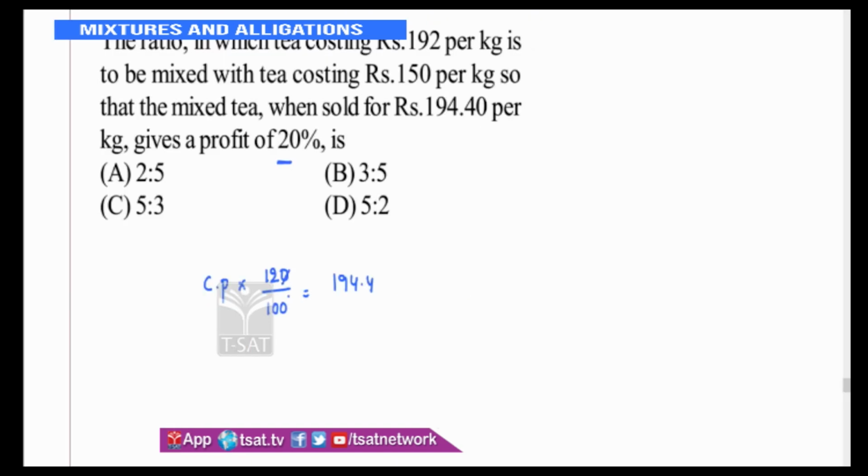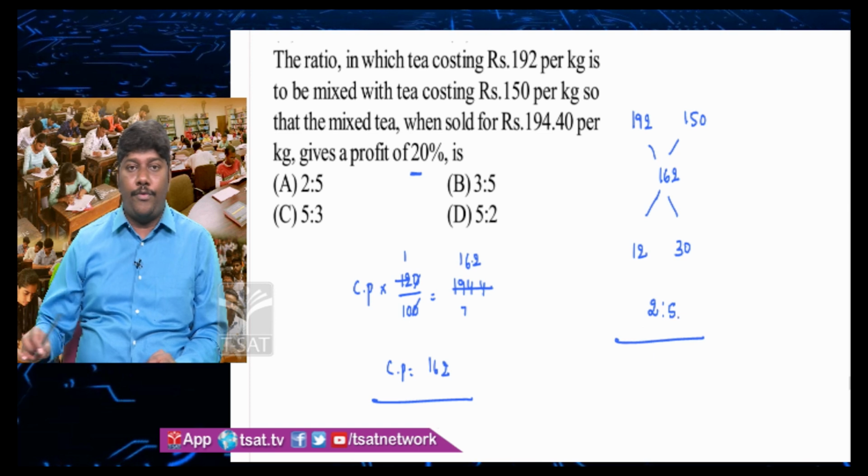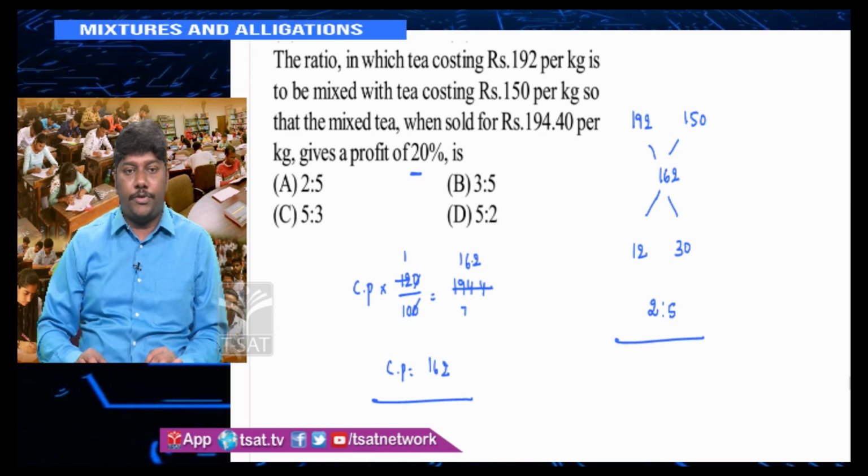The zeros anyway cancel. Cancel it in the 12 table: 12 times 1, 12 times 6, then again 2. So you want the mixture to cost 162. But what is the first type? It is 192 rupees per kg. Second type is 150. What is the mixture cost? 162. Therefore, the difference here is 12. Difference here is 30. Ratio must be 2:5. You are adding them in the ratio 2:5. So this must be mixed in the ratio 2:5.